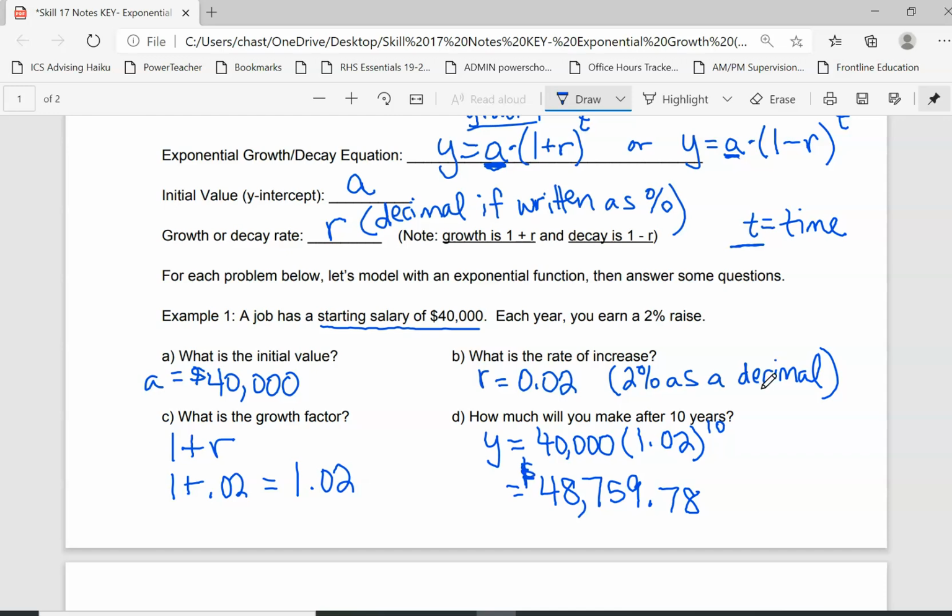That would be our salary after 10 years if we assume that we're going to get a 2% raise each year. Now, you could probably round that up to the nearest dollar. Usually salaries are rounded to the nearest dollar, but it doesn't really matter.